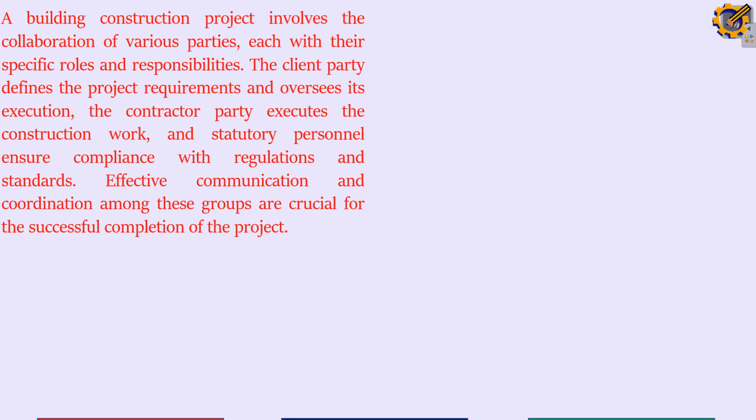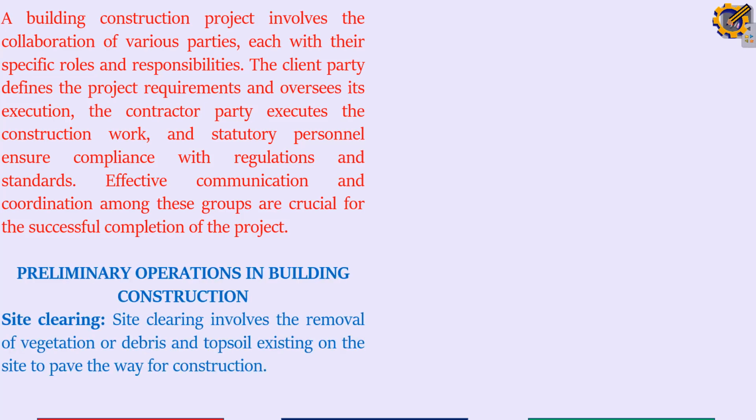All right. So the client party defines the project requirements and oversees its execution. The contractor party executes the construction work, and statutory personnel ensures compliance with regulations and standards. Effective communication and coordination among these groups are crucial for the successful completion of the project. All right, so that is very important. Those three parties are important.